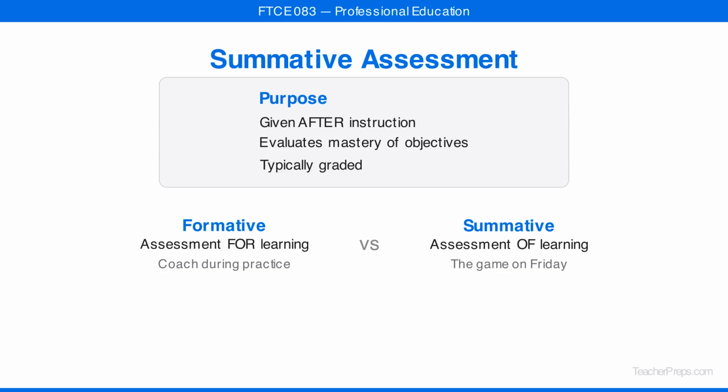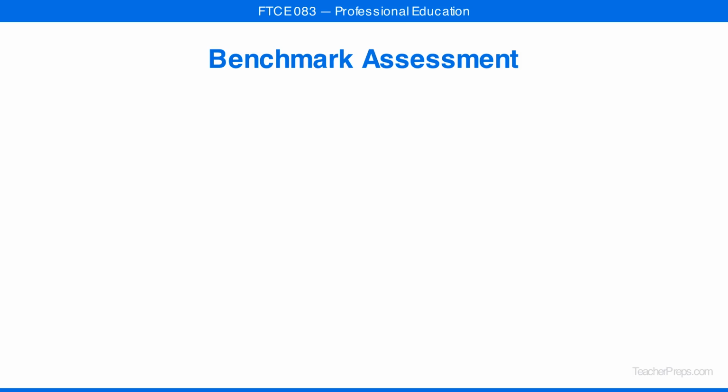The key difference between formative and summative. Formative assessment is assessment for learning, used to improve instruction, while summative assessment is assessment of learning, used to evaluate mastery. Think of it this way. Formative is like a coach giving feedback during practice. Summative is the game on Friday night. Fourth, benchmark assessment, also called interim assessment.